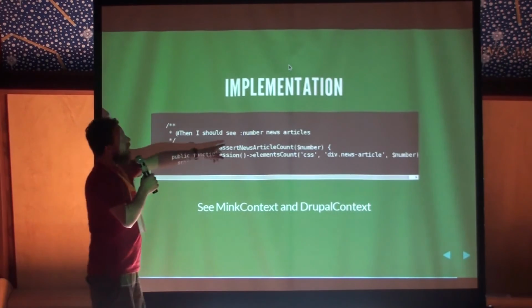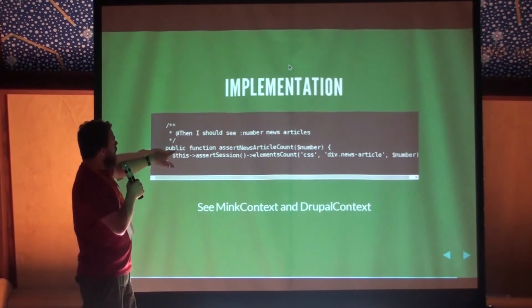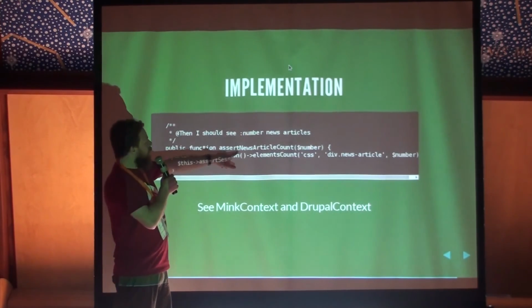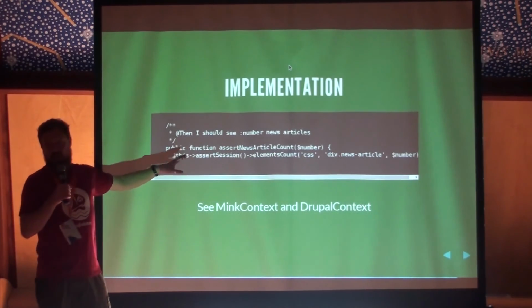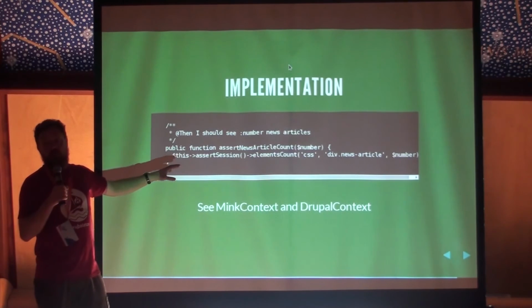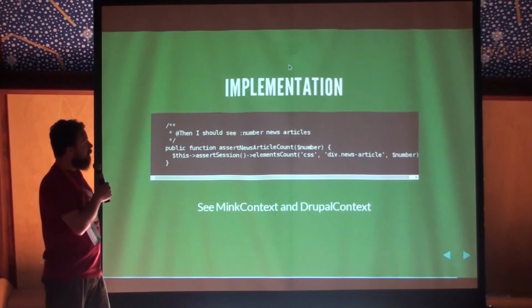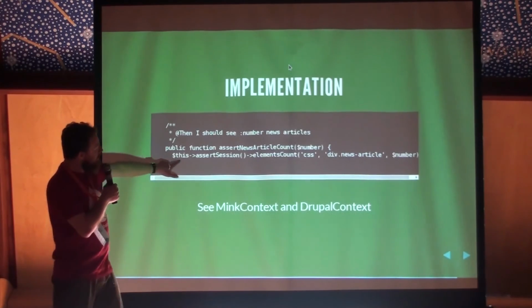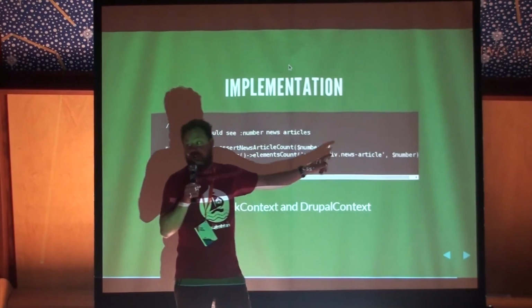Then I should see double column number, a number of news articles, and we will rename the method to assert news article count. This very well explains what this method is doing, right? So it will assert that a certain number of news articles are on the page. And this is the actual code that will perform the test.